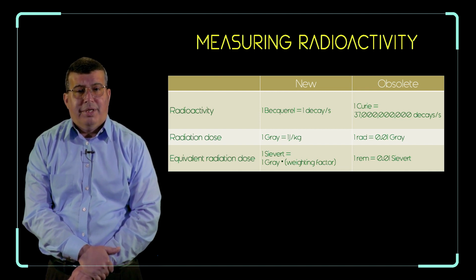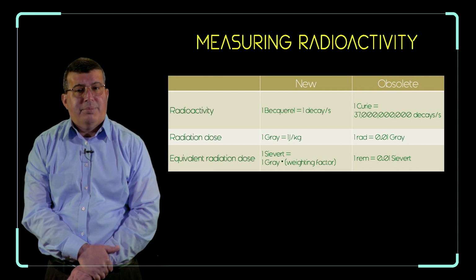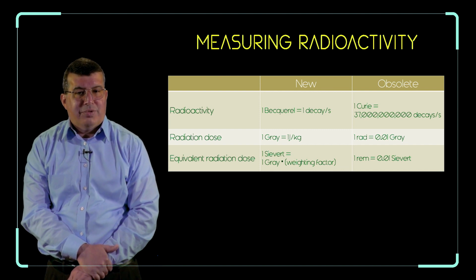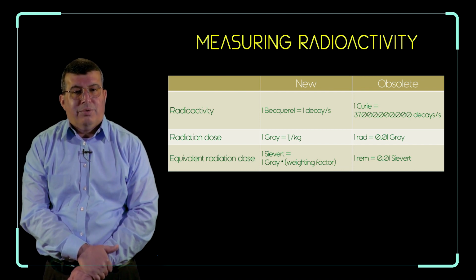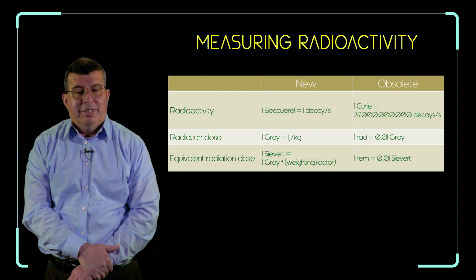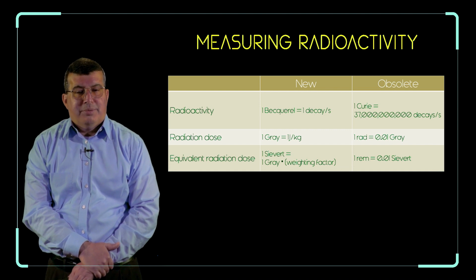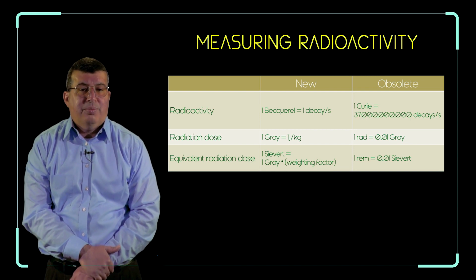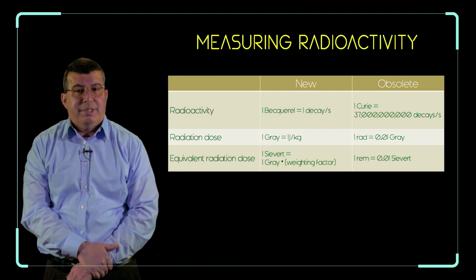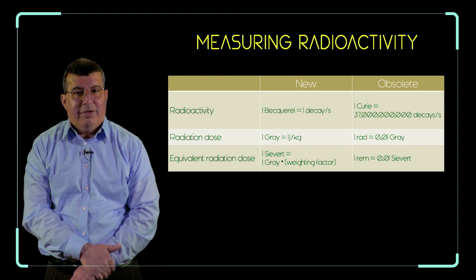For determining the effect of radiation on a body, there is something called the equivalent radiation dose. And the equivalent radiation dose is measured in units of sievert. So 1 sievert of dose is 1 gray of dose times a weighting factor. Now the weighting factor takes into account the fact that different radiation has different effects on the body. So for some types of radiation, you will have a weighting factor of anywhere from 1 to 20 or so. So types of radiation that are more damaging to the body have a higher weighting factor.